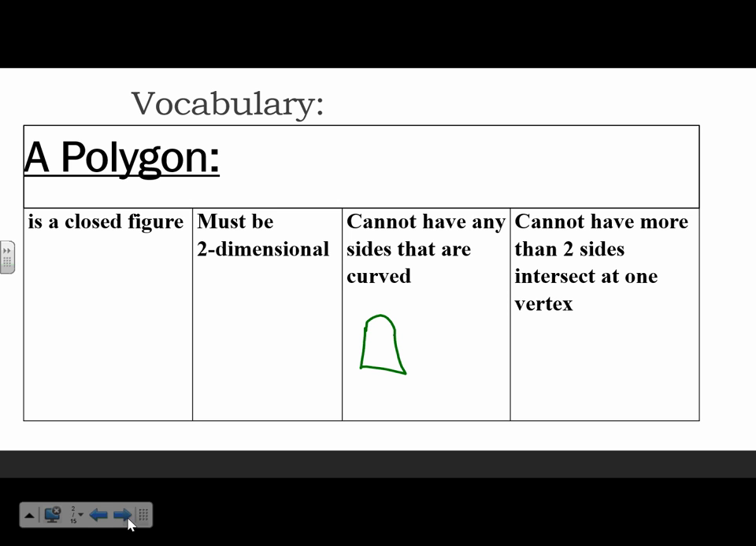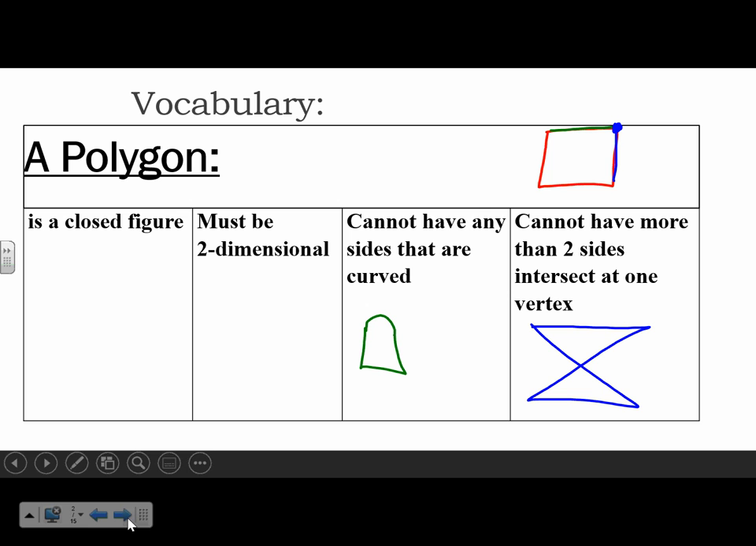Now this last one, the way it's written is a little bit confusing. It says it cannot have more than two sides intersect at one vertex. What it means is this is a polygon. These two sides, this one and this one, intersect right here. So it says you cannot have more than two sides intersect at one vertex. Really what this is saying is you can't have something that looks like this.